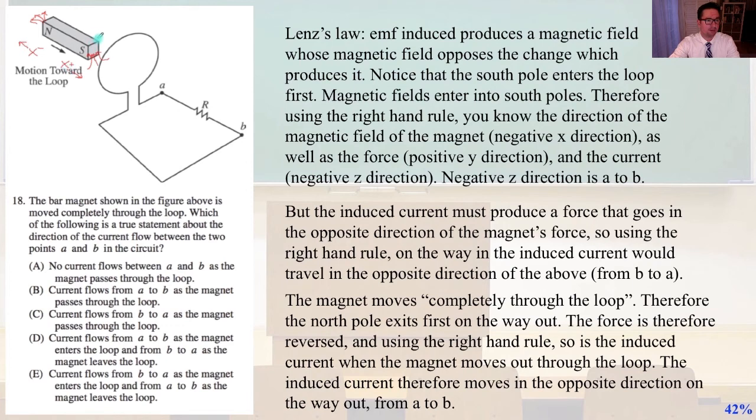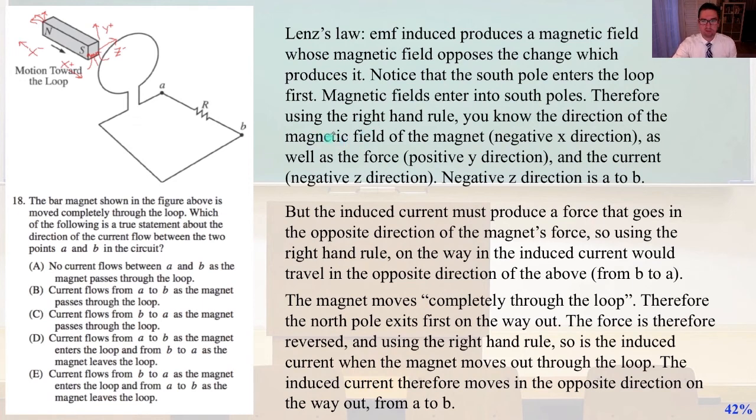And then the y direction, that's going to be the positive y direction, and then perpendicular is the z negative direction, and coming this way will be the z positive direction. And of course going down will be the y negative direction. So we want to start off with Lenz's law. The EMF induced produces a magnetic field which opposes the change which produces it.